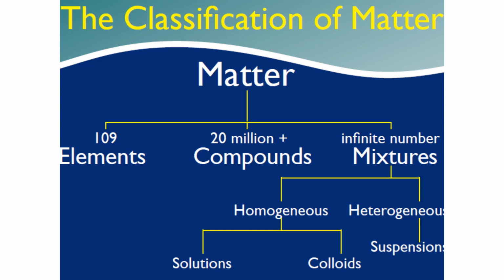This diagram, or concept map, shows how matter can be divided into its different classes. Here we have elements, compounds, and mixtures like we saw at the beginning of the slides. Mixtures can be divided into homogeneous and heterogeneous mixtures. Heterogeneous mixtures can be defined as suspensions, and homogeneous mixtures can be defined as solutions and colloids.